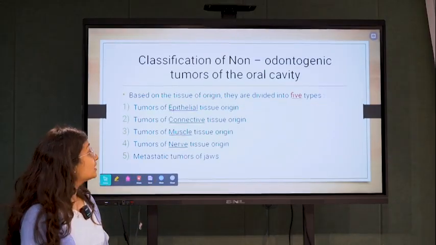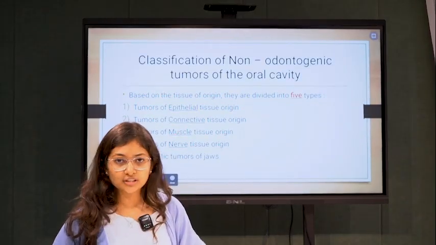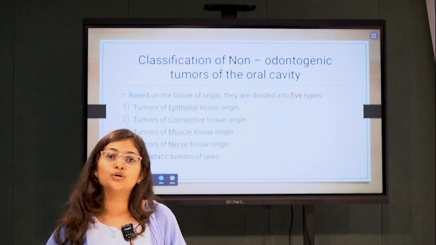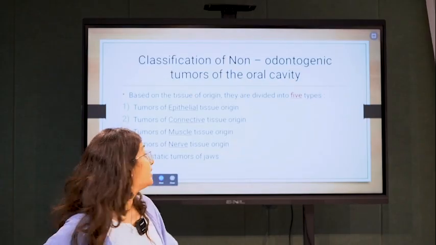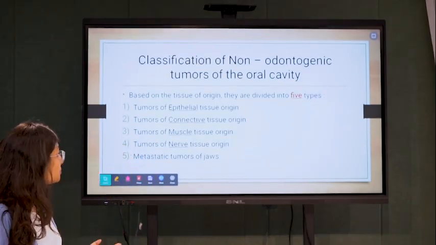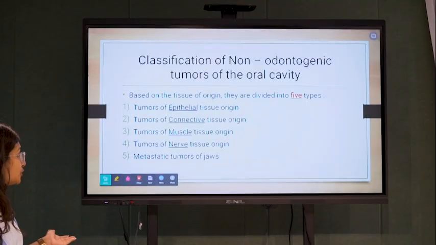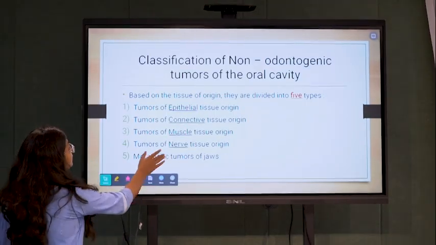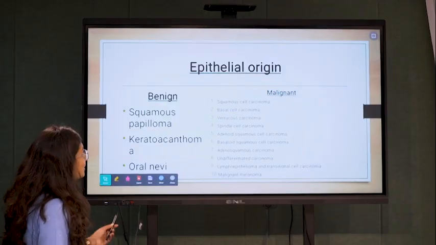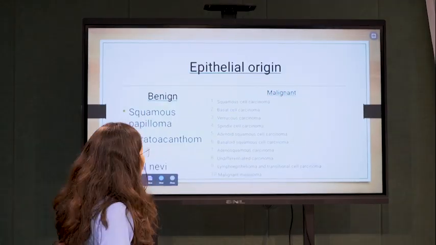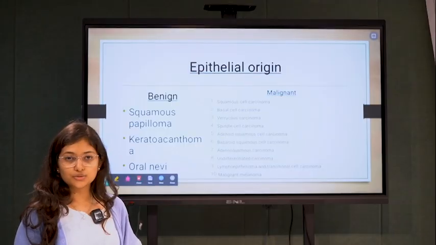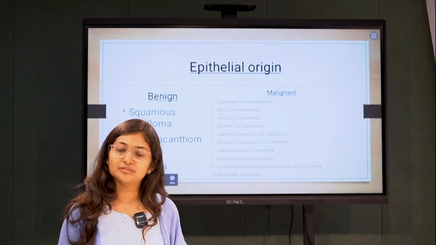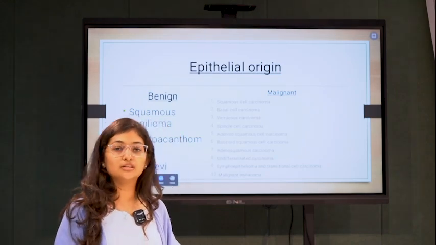Okay, so it is mainly classified into other origin tissues, which, except for the odontogenic tissues, are the epithelial tissue, connective tissue, muscle tissue, nerve tissue, and the metastatic tumors of the jaws. Let's further widen the classification. All the tissues of different origin are divided into two sub-divisions, which are benign and malignant, which we have learned earlier.